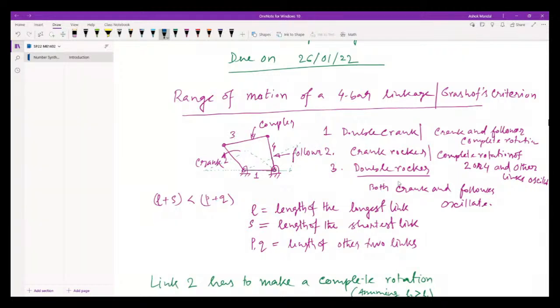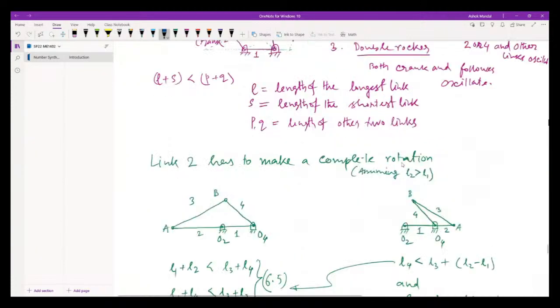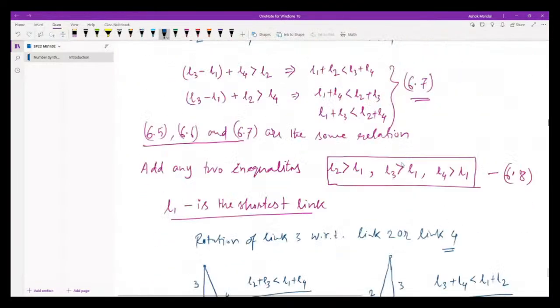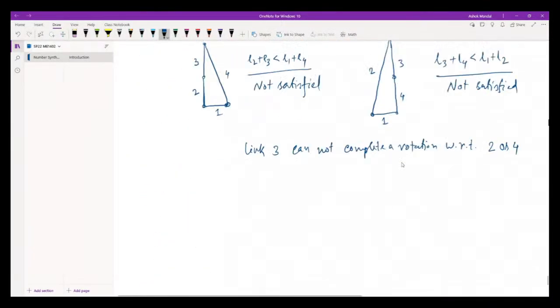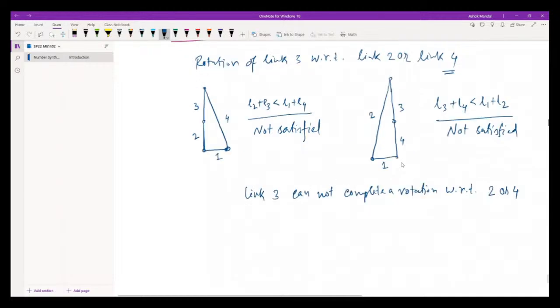And what is left? Double rocker. When will you have the double rocker? Fixing link 3. If you fix link 3, 1 can have complete rotation, but 2 and 4 will always have oscillatory motion with respect to 3. So here we complete the discussion. I have taken 5 minutes more.